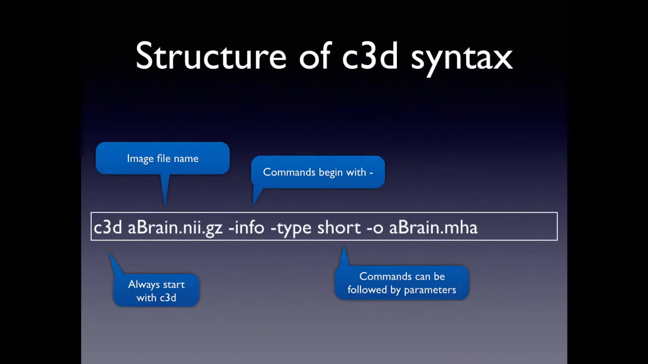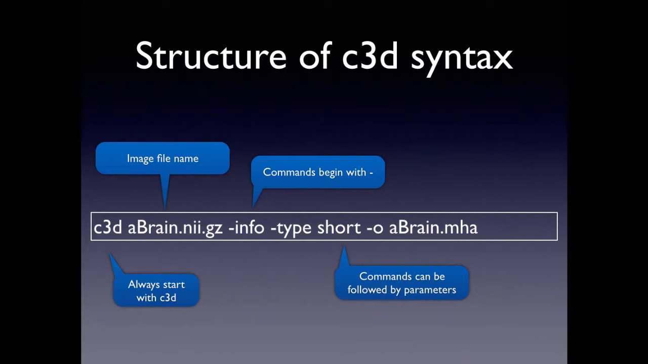So how is a command structured? It starts off with C3D. That's actually optional in the GUI, but we always start with that just to be consistent with how it runs on the command line. Then you give it images with file names, and then commands begin with a minus sign or a dash. Commands can be followed by parameters, such as here there's a -type short, which tells it to change the data type it's going to deal with to short, which is a kind of integer. These are read left to right, so the position of these matters.